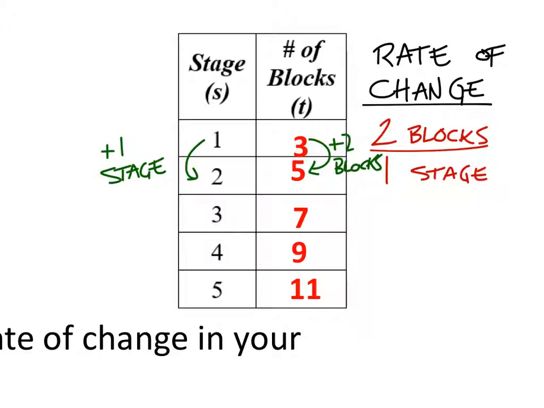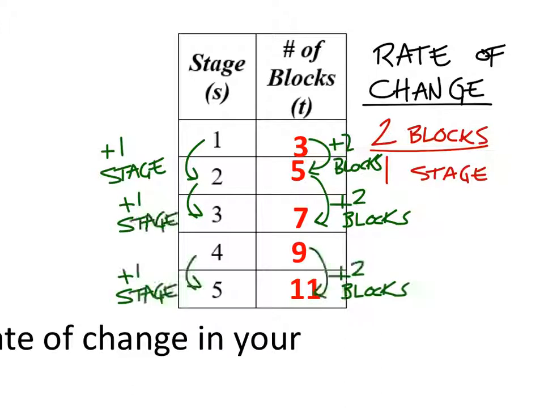So let's look at this next one, right? From 5 to 7, we're going to add 2 blocks, which means we would have to add 1 stage. And again, this shows that it repeats. The nice thing about this is not only is this the rate of change, but it's a constant rate of change, which we'll have to identify here in a moment.